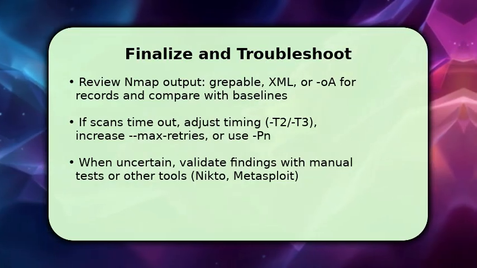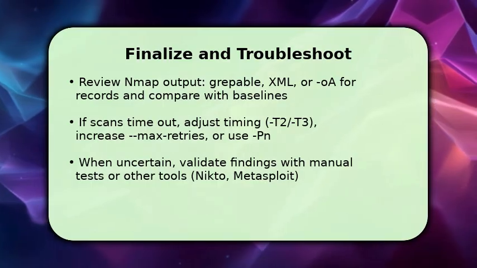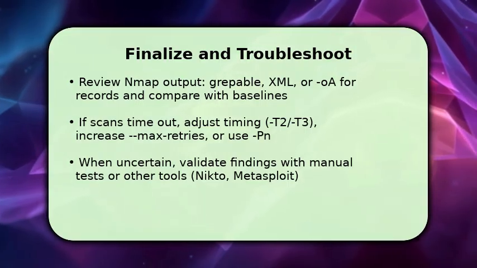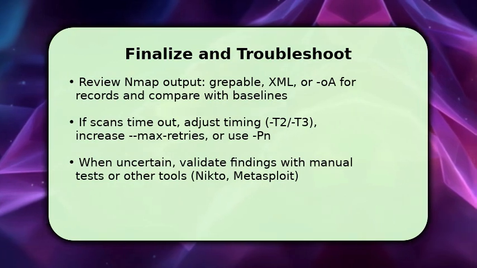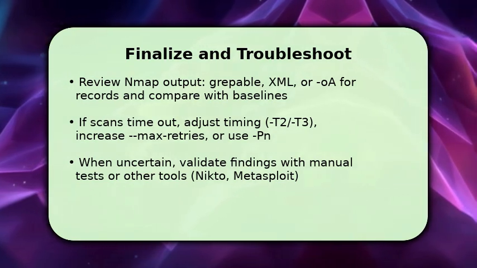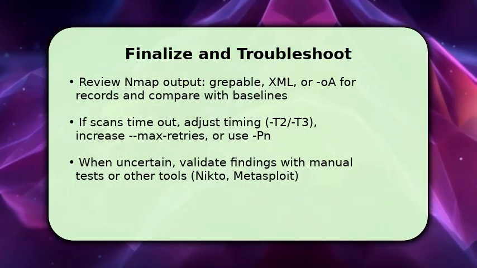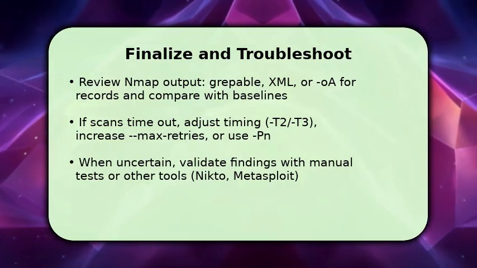Once done, prioritize confirmed issues by severity and reproduce findings manually before remediation. If a scan fails or times out, make sure to slow timing, -T2 or -T3, increase max retries, or use -Pn for hosts that block pings. These tweaks reduce missed results. And if you still see inconsistencies, validate with a secondary tool or perform a focused manual probe to confirm real vulnerabilities.